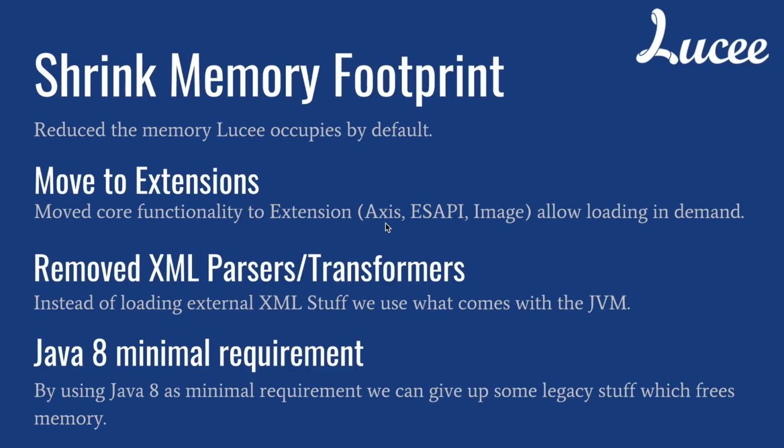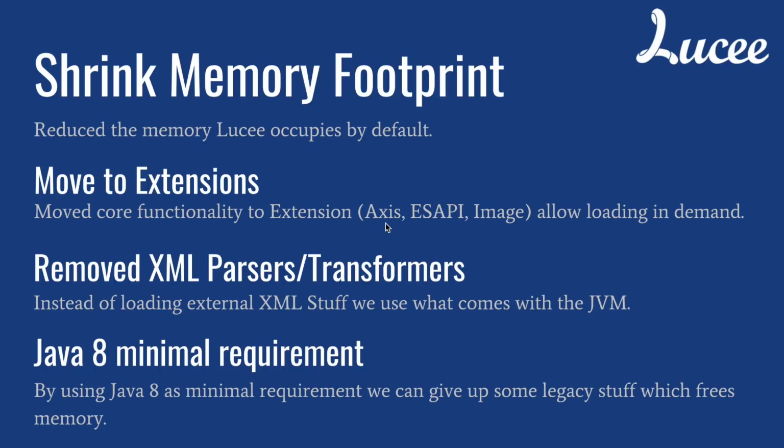We also have reduced the memory footprint of Lucee. We did that in 3 steps. First, we moved core functionality to extensions. These extensions are installed by default, so you don't lose any functionality. You still can do everything, but of course you can uninstall an extension if you don't need that functionality. And the benefit of having that stuff in an extension is that an extension is only loaded when used. So as long as you don't use, for example, the image stuff, it doesn't get loaded into memory. So that's the benefit of moving that to an extension.